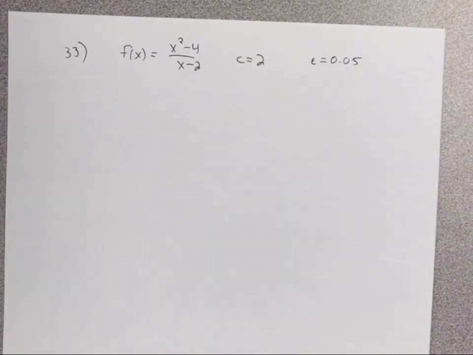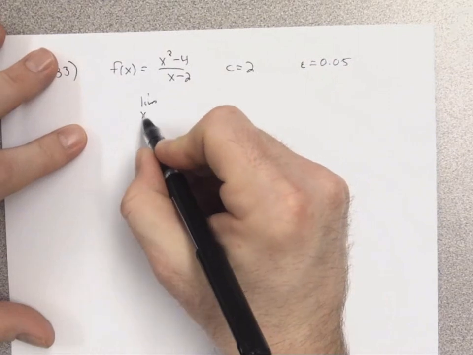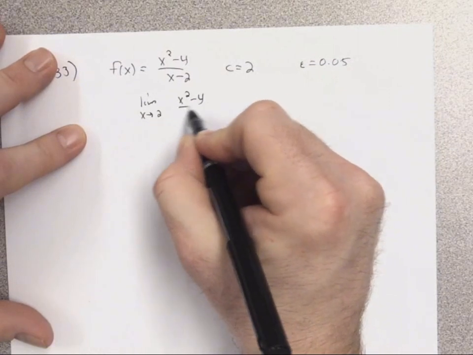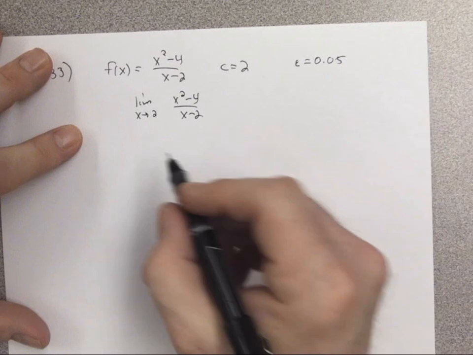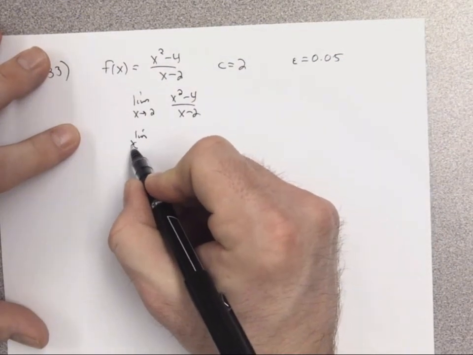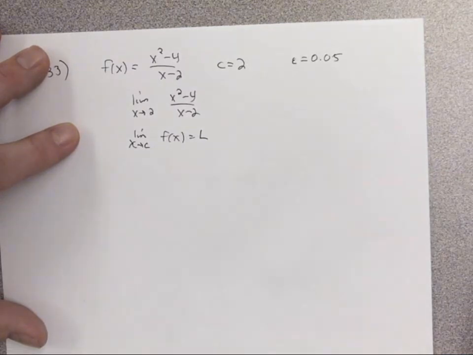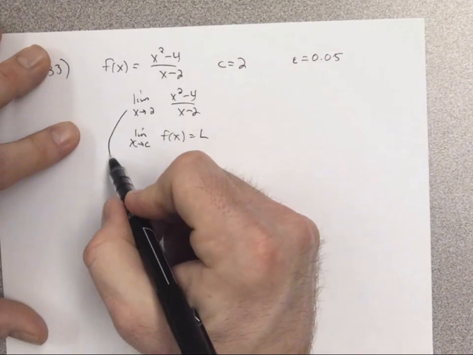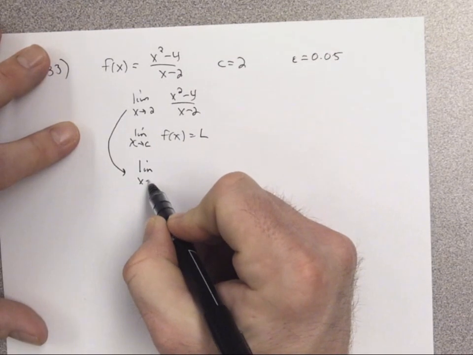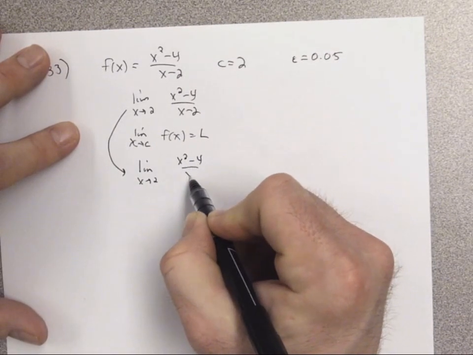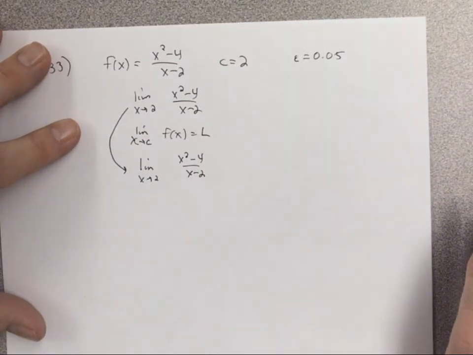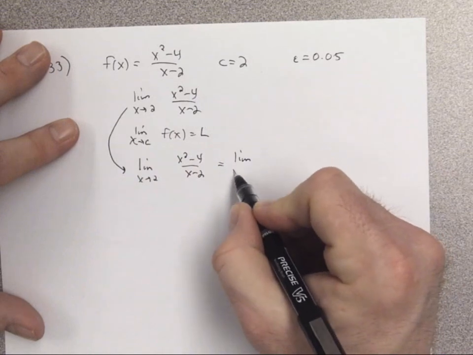What did they not give you this time? Okay, can I find out? Yeah, the limit as x approaches 2 of x squared minus 4 over x minus 2, right? This is the limit as x approaches c of f of x is equal to L. That's what we're trying to do here. So when I find this limit, how do you do this limit? What do you got to do? Simplify. So I'm going to simplify through factoring.